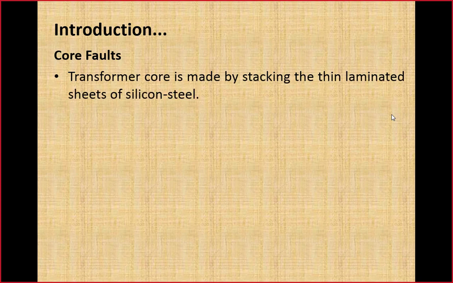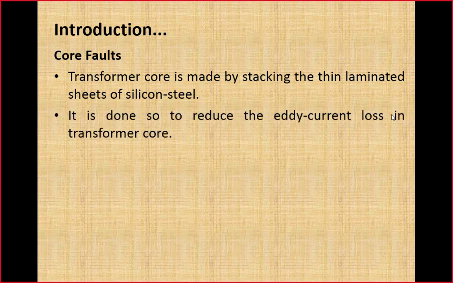Next we discuss the core faults, faults that belong to the core of the power transformer. In order to understand what type of faults may occur in the core, it is important to understand the construction of the transformer core. So the transformer core is made by stacking thin laminated sheets of silicon steel. Silicon steel is a soft magnetic material which can be easily magnetized and demagnetized.